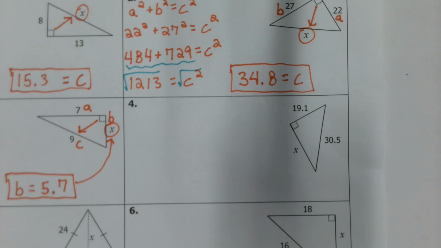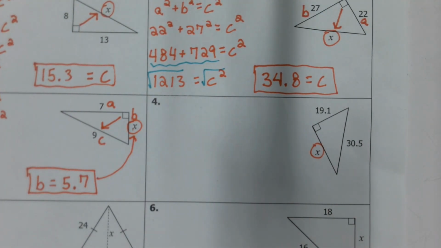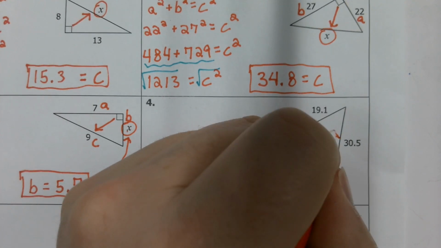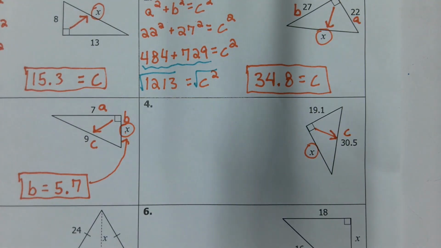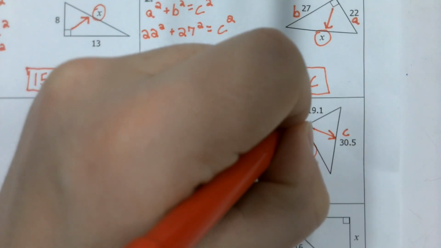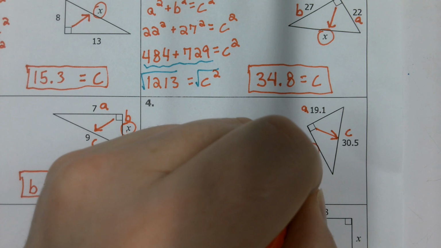So let's take a look at number 4 now. So again, for 4, I'm trying to find x there. And if I look opposite of my right angle, I do in fact have my hypotenuse. I have a leg, and this leg right here I'm trying to find would be my other leg, or b.